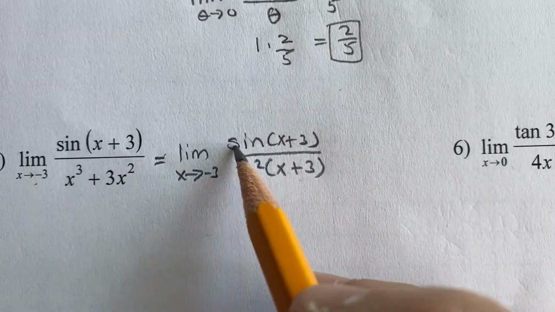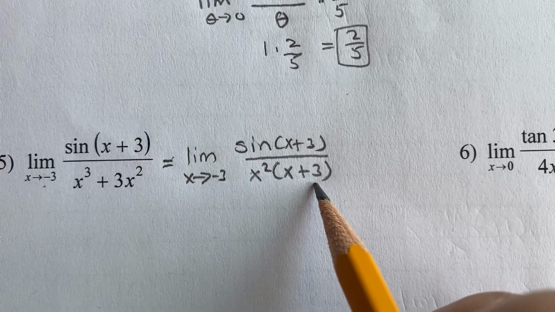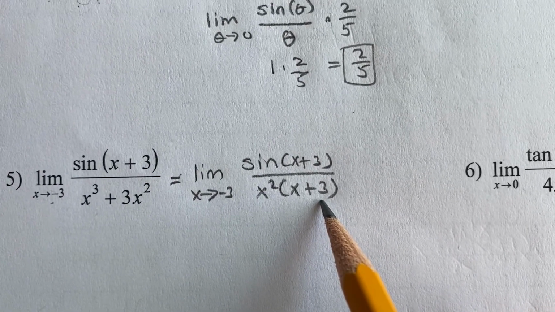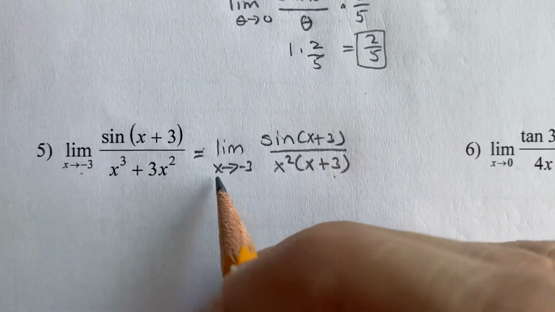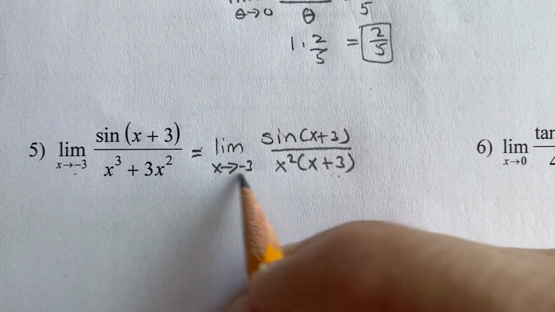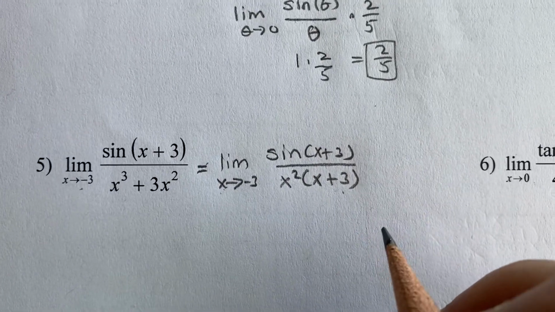And this looks very, very suspicious. Sine of x plus 3 over x plus 3 looks something very similar to what we can use on theorem number 1: limit as x approaches 0, sine x over x is equal to 1. But this x right here is approaching -3, not 0. And that's where your theta substitution is going to be helpful.